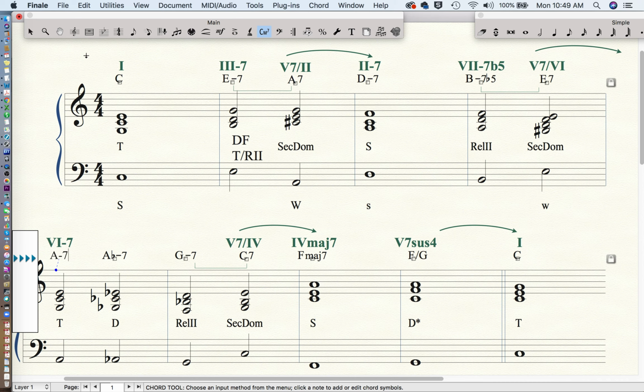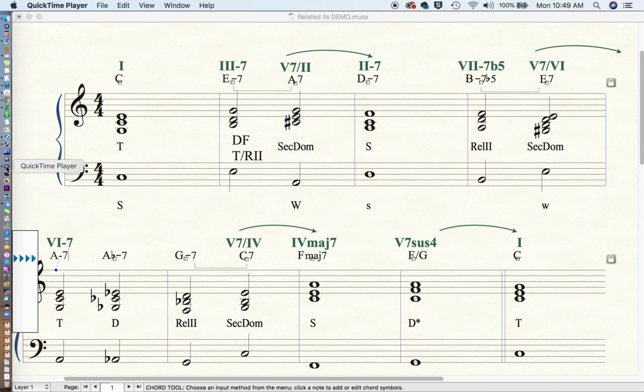Okay, so that's the use of the related ii, secondary dominant, target chord pair. These three-chord groupings, I've used them in several spots, and they're really effective to add some interest to your harmony. So I encourage you to do so.